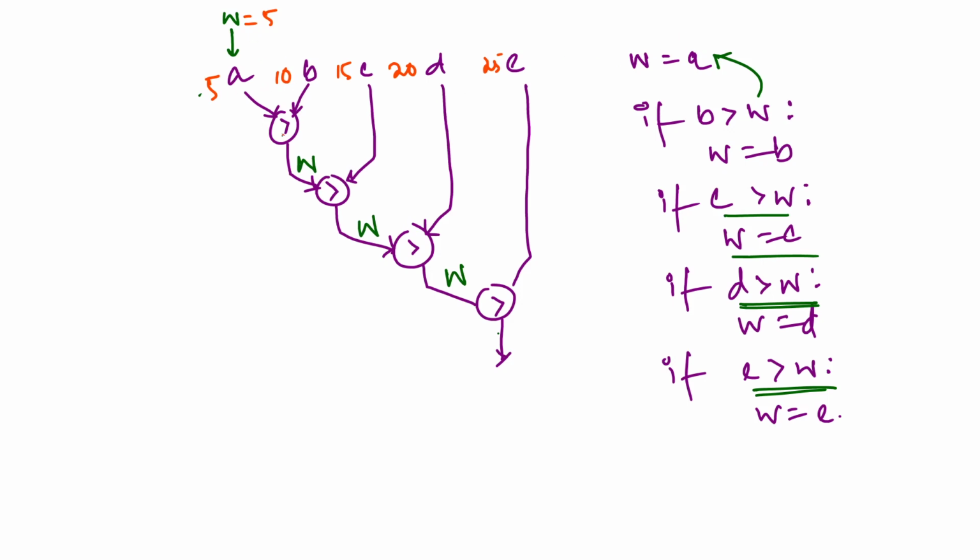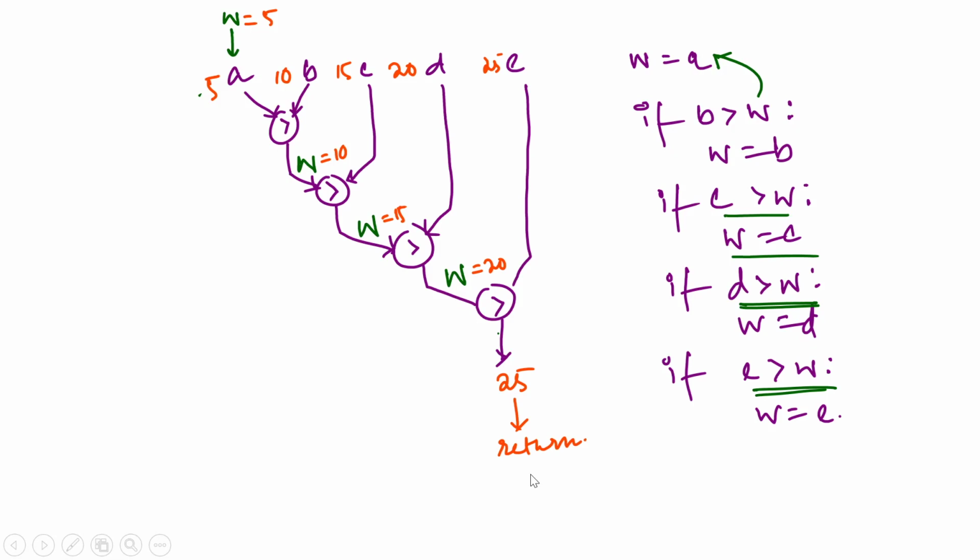Now after the first match, winner is whoever wins that match, which is b, so winner would be 10. After the next match, 10 will play with 15, so the winner would be 15. At the next match, 15 will play with 20, winner would be 20. And the last match, winner will play with 25, and the final result would be 25, and that's what we would return.